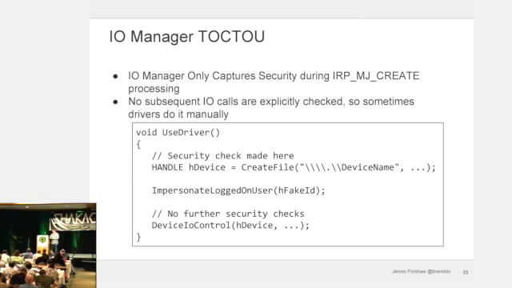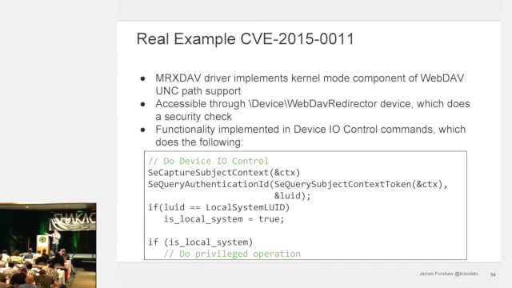So again, obviously, I want to provide real examples for this. This one was a bug in the WebDAV driver support, and it was part of a device I/O control, and all it did was check whether the current authentication session was the local system's authentication session. But it never made a check, obviously, for the impersonation level, because probably there was some tacit assumption that you may have already been opened at local system. You couldn't have been impersonating at a level you wouldn't be allowed to open that file.